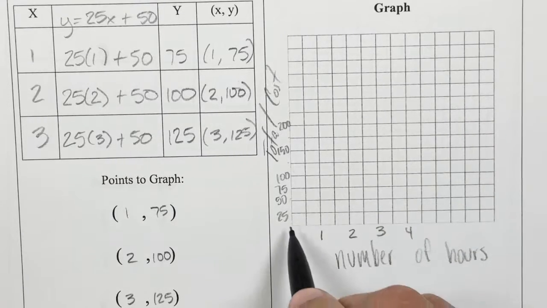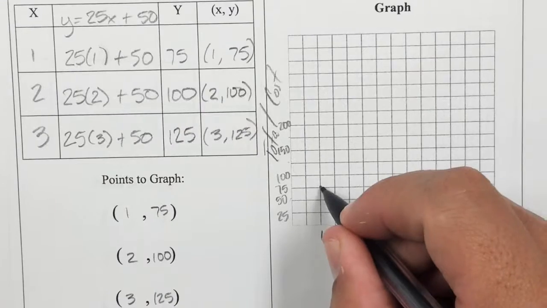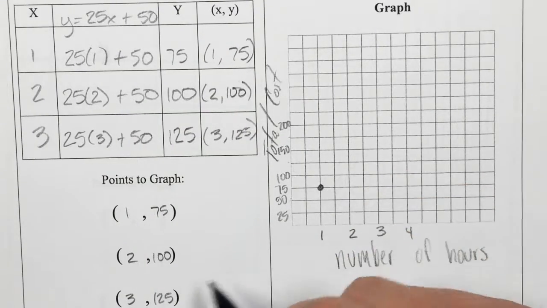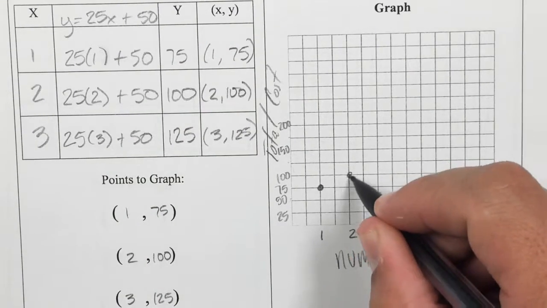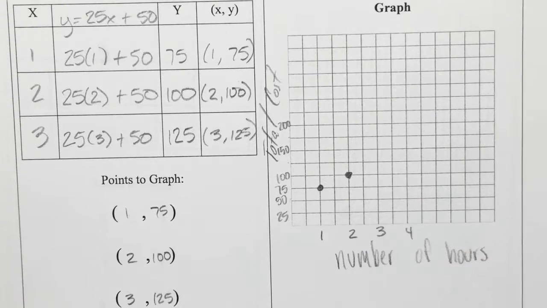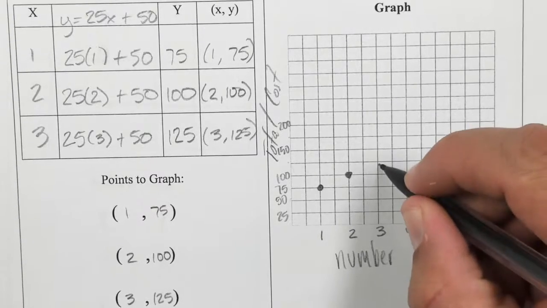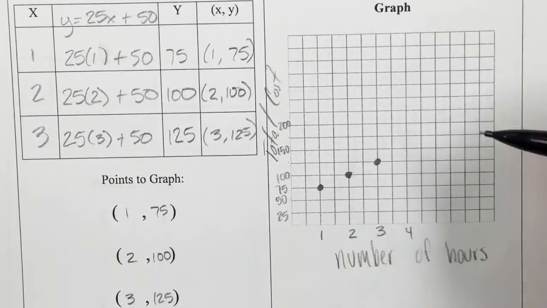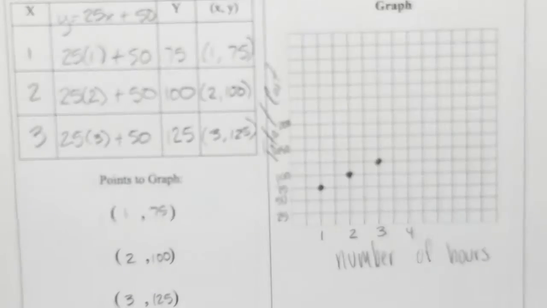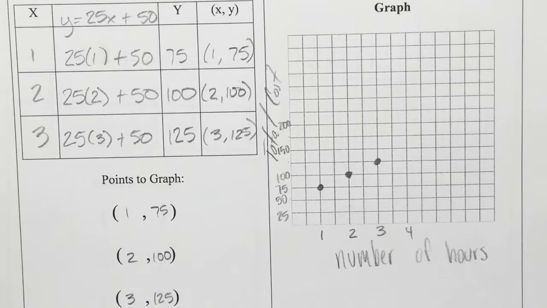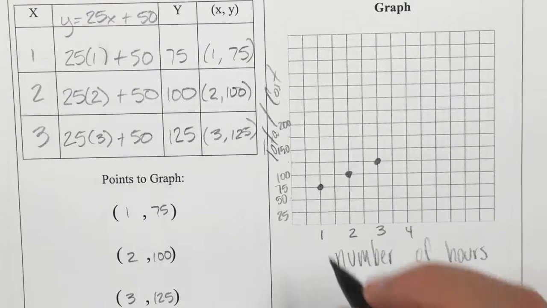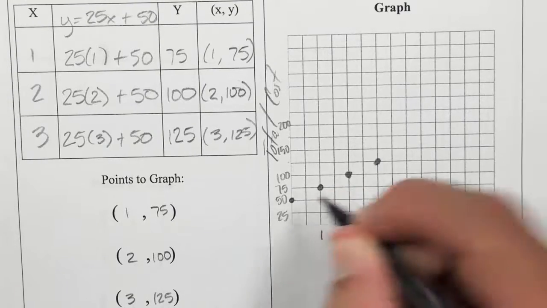Okay, so we graph. At 1 hour, it's $75. At 2 hours, it's $100. And then finally at 3 hours, it's $125. Okay, now let's think back. Again, we want to graph our y-intercept if we can. How much does he charge just to come out to your house before he ever starts working? So at 0 hours, how much does he charge? Look back up top. He charges $50 just to show up. So we can graph that point.